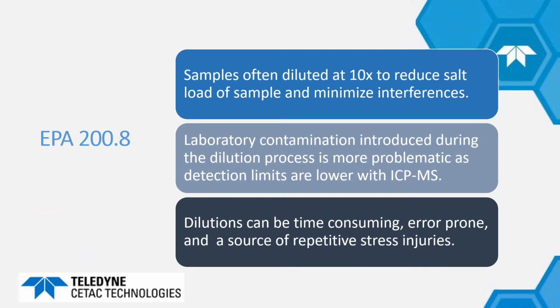All right, now that we've talked about what the system can do, let's talk a little bit about how that applies to the EPA 200.8 methodology. Samples are generally diluted at about a 10x ratio. This reduces salt load, which can cause damage to your sample cones. It also minimizes interferences such as argon chloride, which is known to interfere with arsenic numbers, and a number of other matrix effects. This type of dilution is critical for getting the best performance out of your ICP-MS.